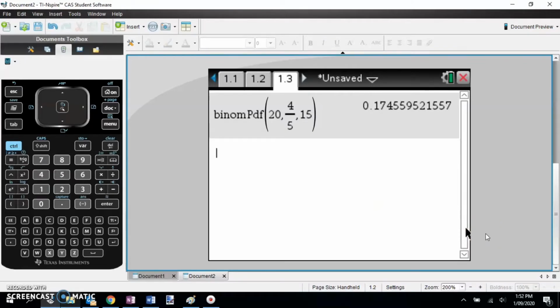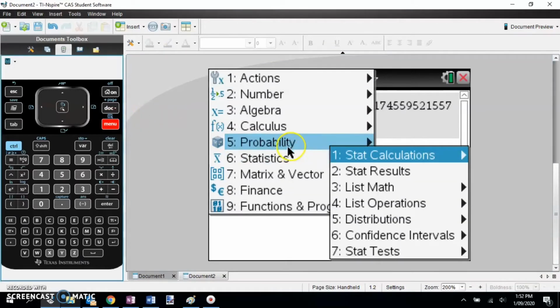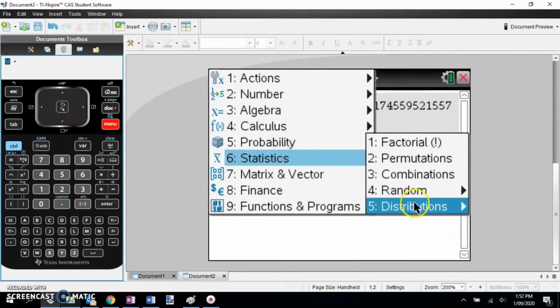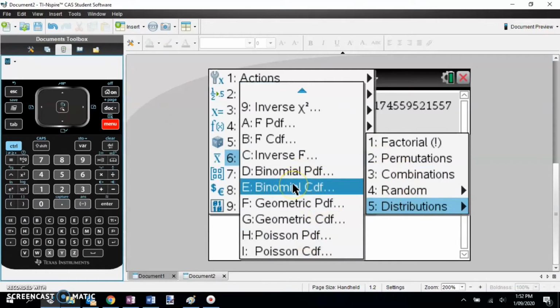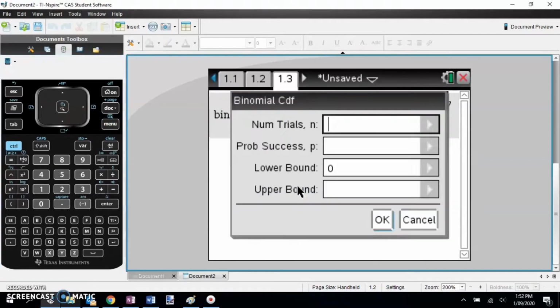Find the probability of scoring more than one goal. Let's go to menu, probability, distributions. Let's look at these two again. It wants more than one goal. So if we're having 20 trials, that would mean 2 all the way to 20. So that's a span, cumulative. So we're going to the binomial CDF.